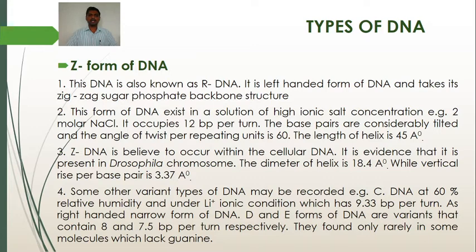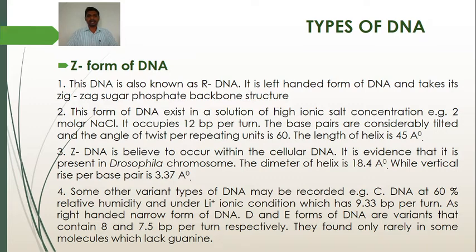This form of DNA exists in a solution of high ionic salt concentration, for example 2 molar sodium chloride solution. It occupies 12 base pairs per turn. The base pairs are considerably tilted and the angle of twist per repeating unit is 60 degrees. The length of the helix is 45 angstrom. The zDNA is believed to occur within the cellular DNA. It is evident that it is present in Drosophila chromosome.